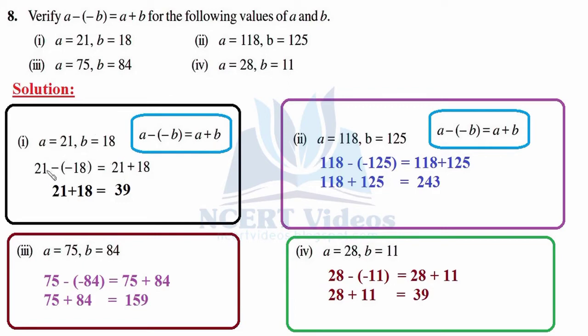So first, 21 minus (minus 18) is equal to, on the other side, 21 plus 18, since minus minus is plus. So 21 plus 18 is equal to 39. Similarly, second question, a is equal to 118, b is equal to 125. Substituting the values, 118 minus (minus 125) is equal to, on the other side, 118 plus 125. So minus minus plus, so we will get 243.